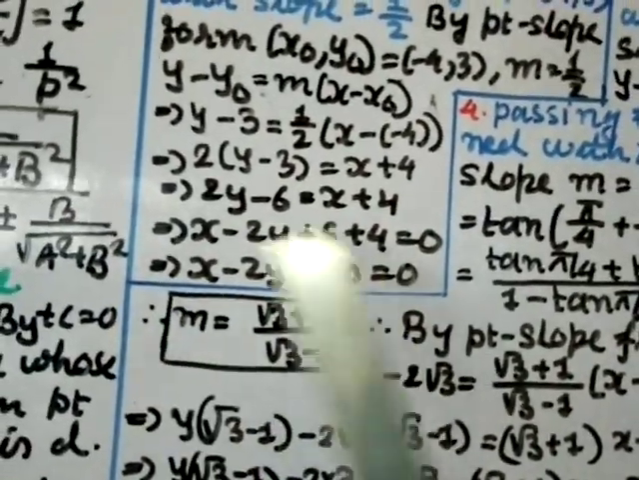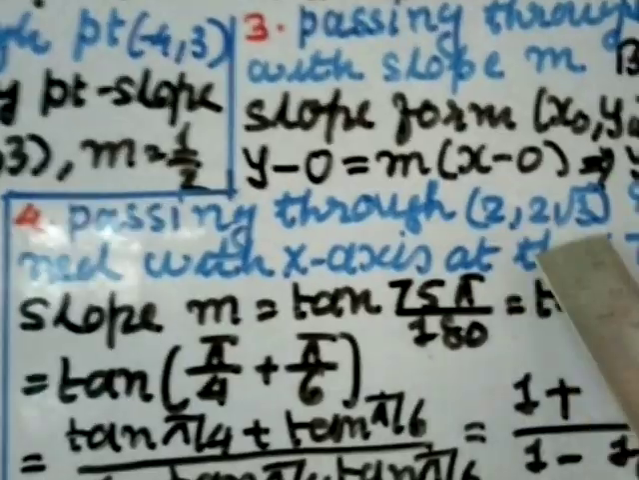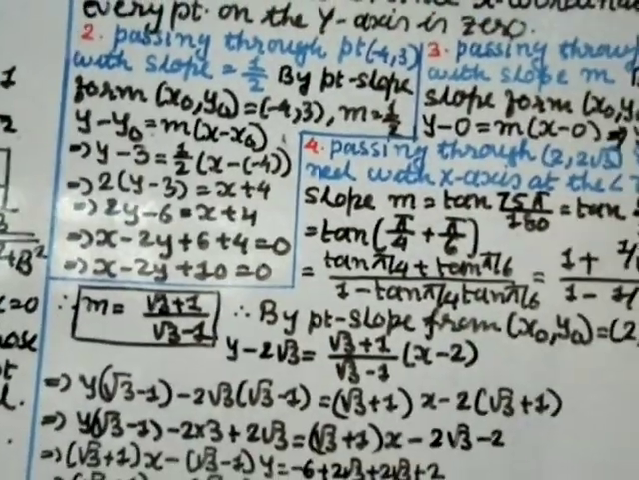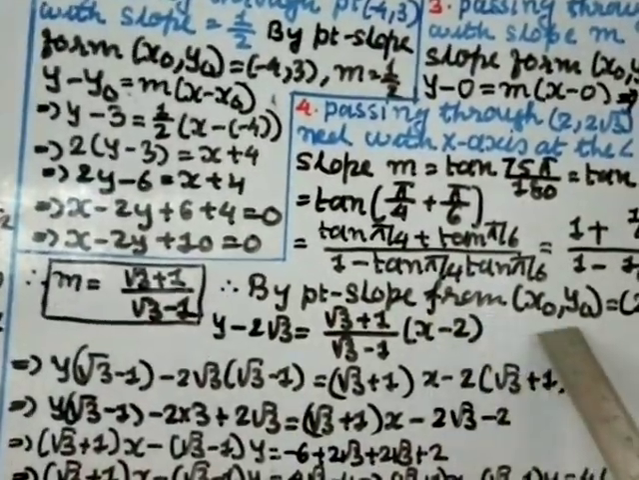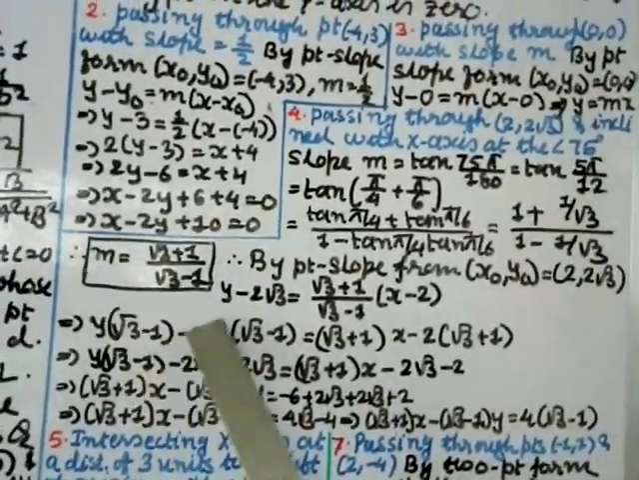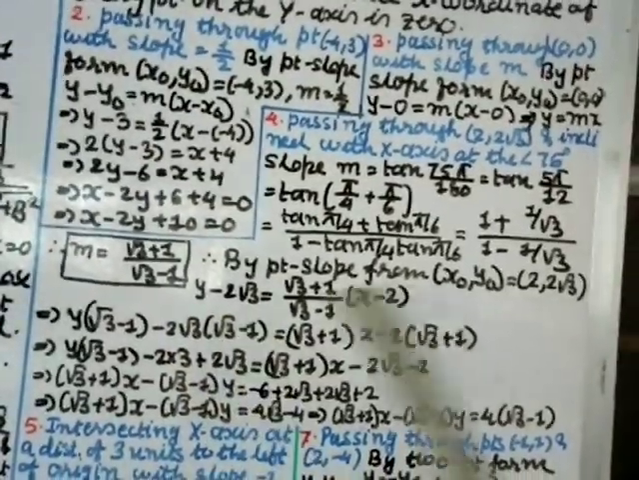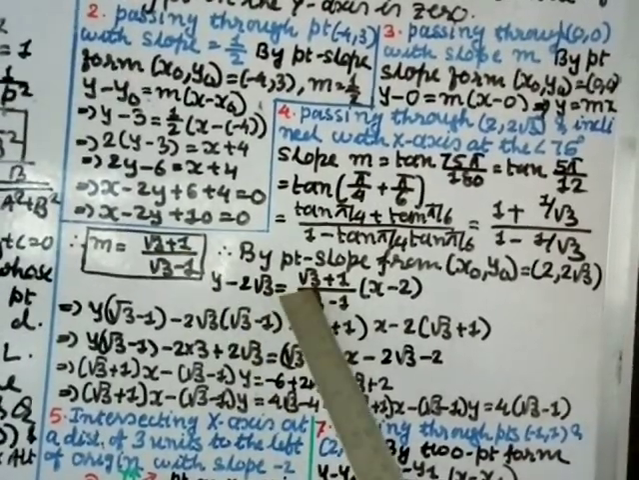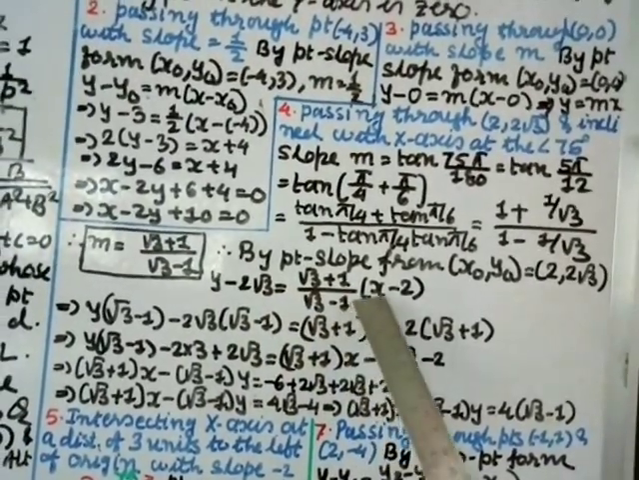Now the slope is there and the point is given to you, 2 root 3. So now we use the point slope form. By point slope form, x naught y naught is 2 root 3, and the slope is this one. So I put the value in this equation, y minus y naught equal to m times x minus x naught. So y minus y naught, that is 2 root 3, equal to m, that is root 3 plus 1 by root 3 minus 1, times x minus x naught.